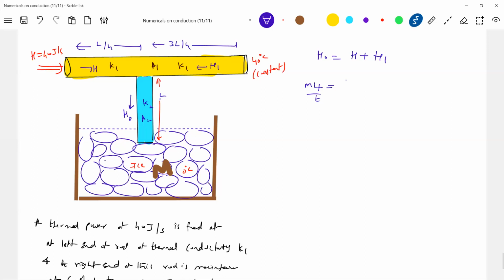That is m L by t. H is what we know. What is H1? You write it. K1A by 3L by 4 times 40 minus 0. So here this will be 40 plus 160 K1 A by 3L. Solve for t.